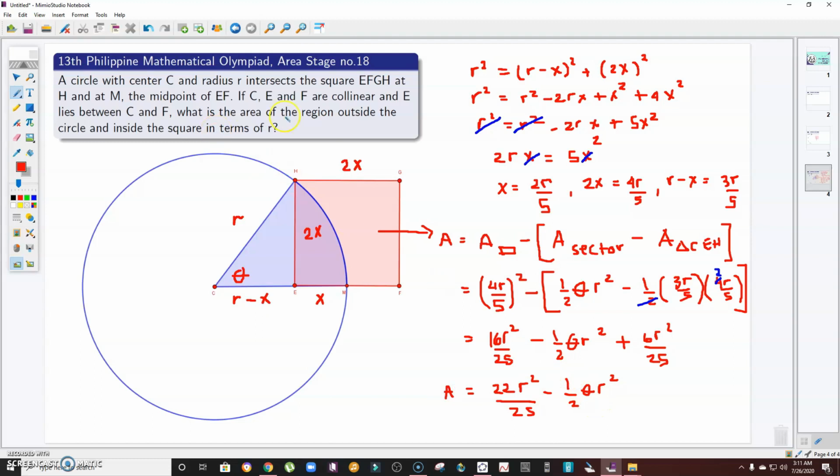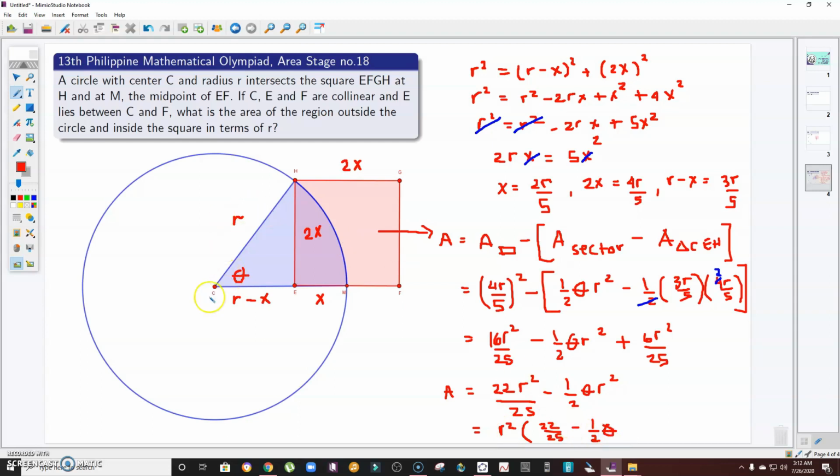But the problem says you have to express the area in terms of r. So notice I can factor out r squared here. It becomes r squared times (22 over 25 minus 1/2 theta). Again, the problem says your area should be in terms of r only, so you have to express theta in terms of r as well.